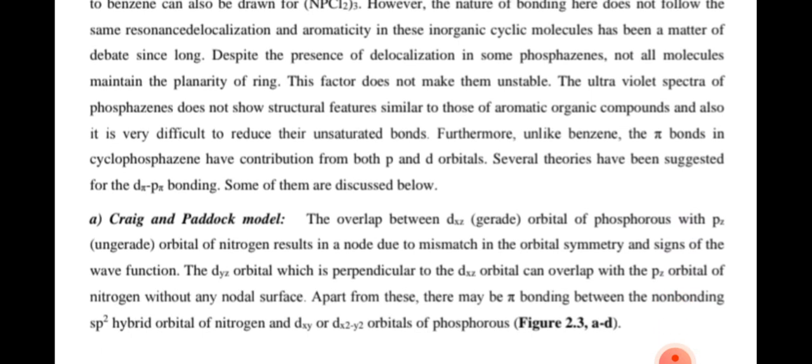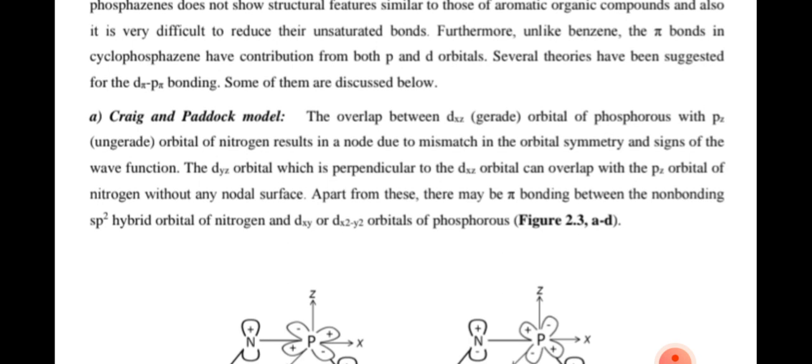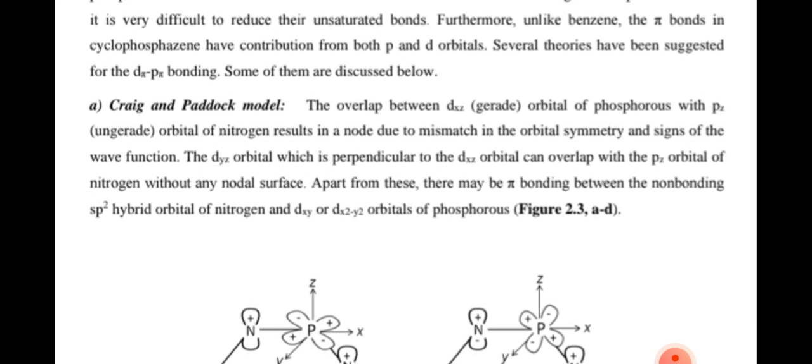The resonance delocalization and aromaticity in this inorganic cyclic molecule has been a matter of debate since long. Despite the presence of delocalization in some phosphazenes, not all molecules maintain planarity of the ring. This factor does not make them unstable. The ultraviolet spectra of phosphazenes do not show structural features similar to those of aromatic organic compounds, and it is very difficult to reduce the unsaturated bonds. Furthermore, unlike benzene, the pi bonds in cyclophosphazenes have contribution from both p and d orbitals.